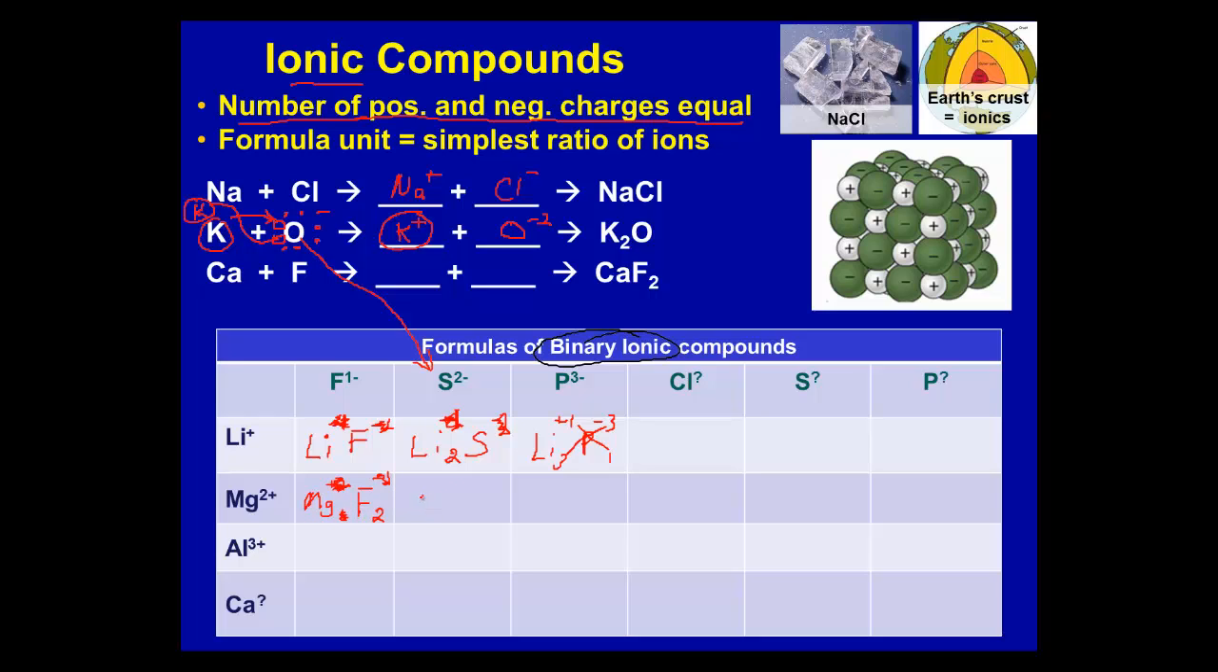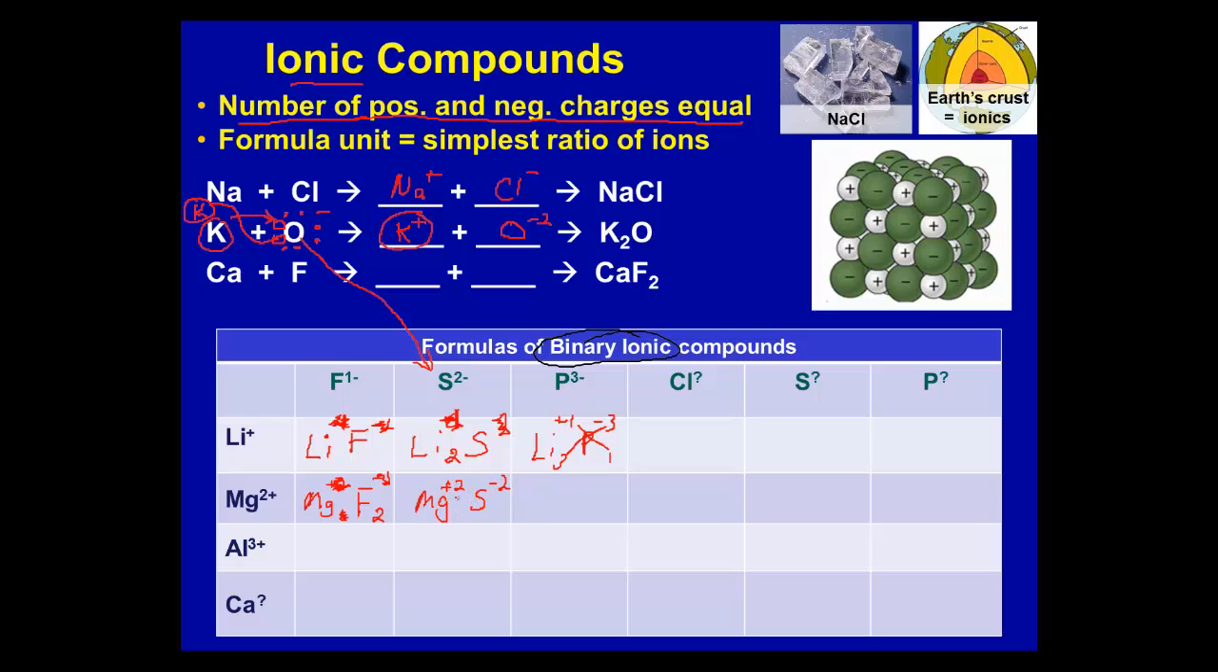Let's try this one. Mg with a +2, Mg +2, and S with a -2. Well, hey, this is great because the charges equal out right now. And so 1 Mg matches up perfectly with 1 S. And so the formula is just MgS. Scribble this out, scribble this out.